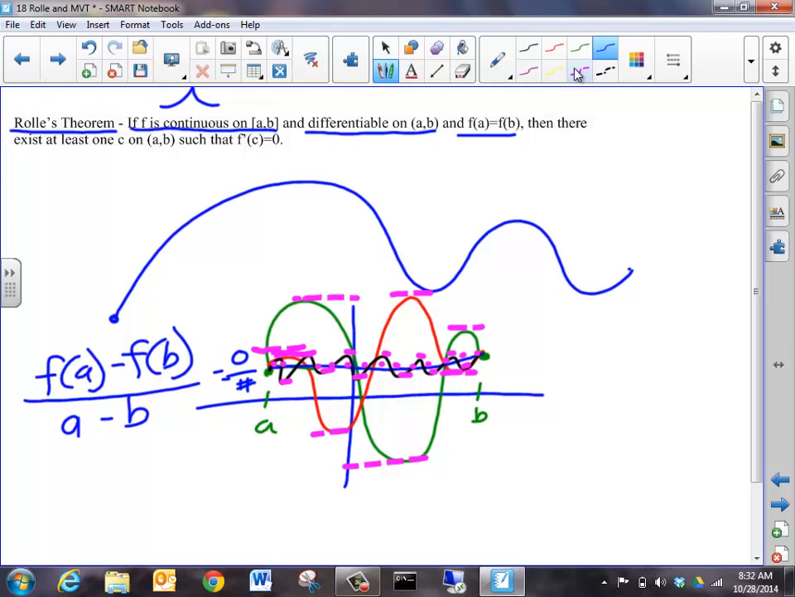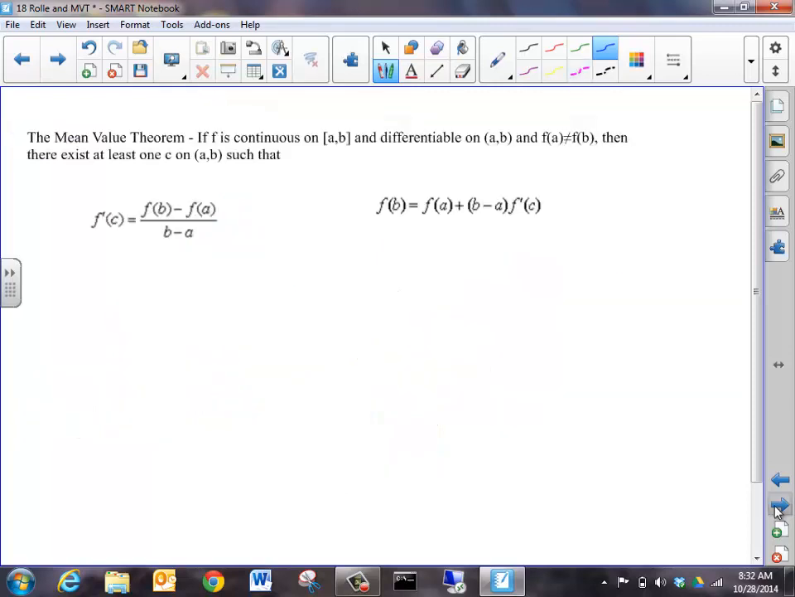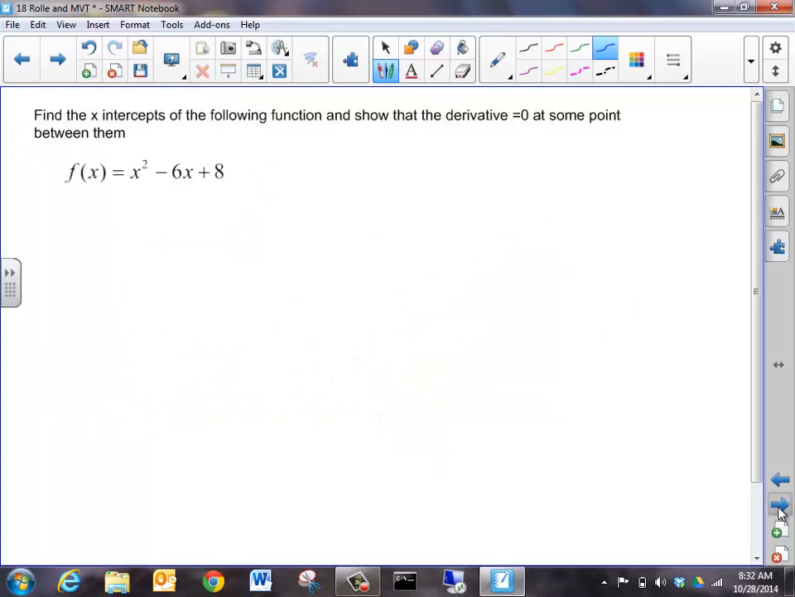Well, how could this be useful mathematically? Let's see if we can find out how this could be useful. Let's not talk about mean value yet. How could this be useful mathematically? Let's go over a couple of slides here. Find the x-intercepts of the following function. Let's just do that part first. Find the x-intercepts. That's something you've been doing since Algebra 2.